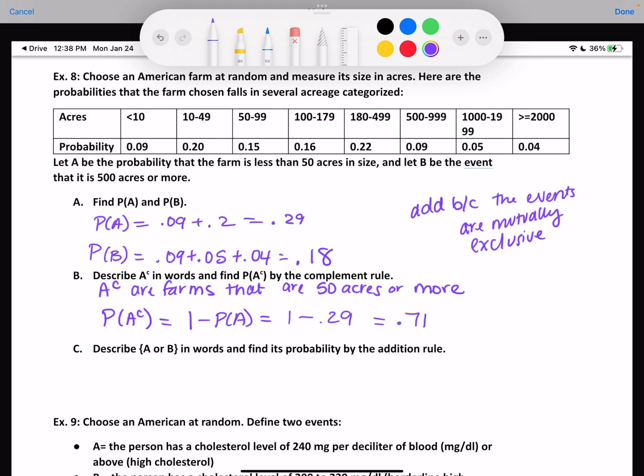Do I have to do that or can I just do that? You need to show what you're doing because it asks specifically by the complement rule.